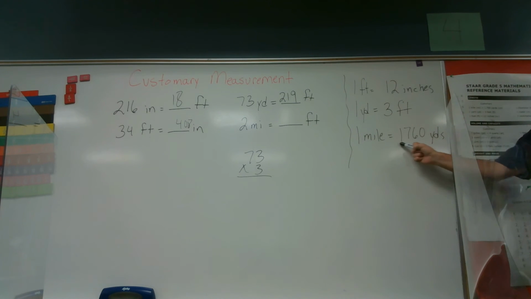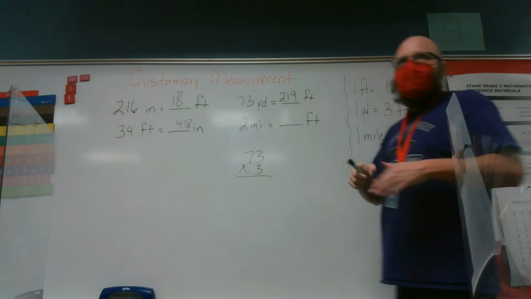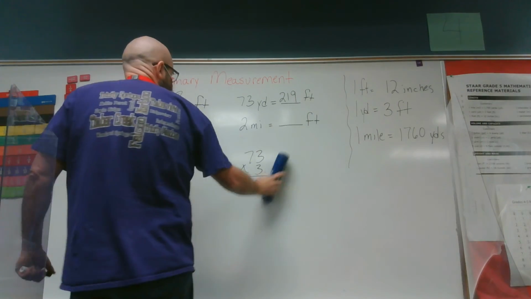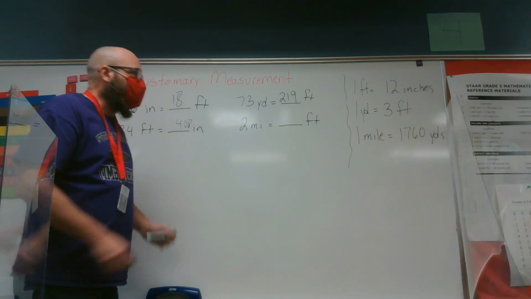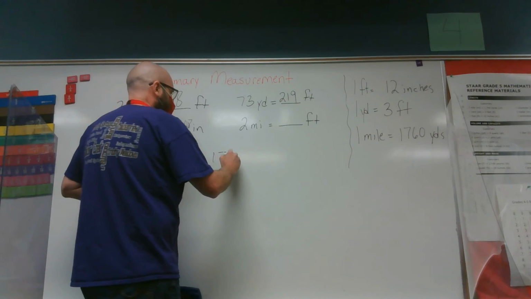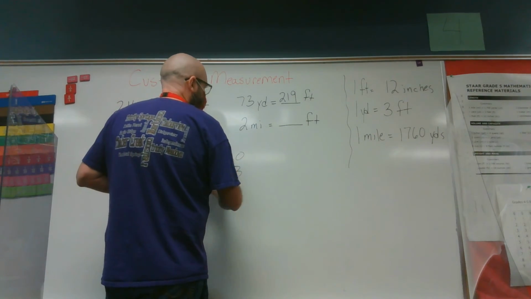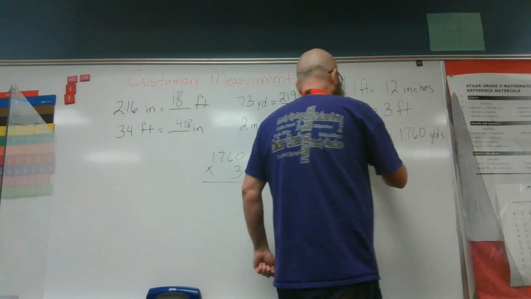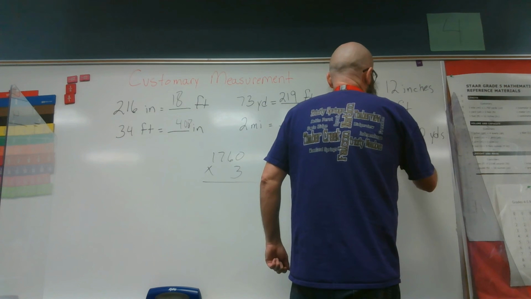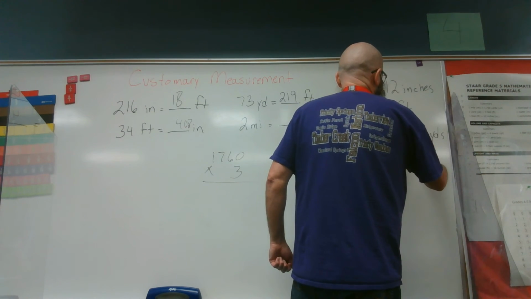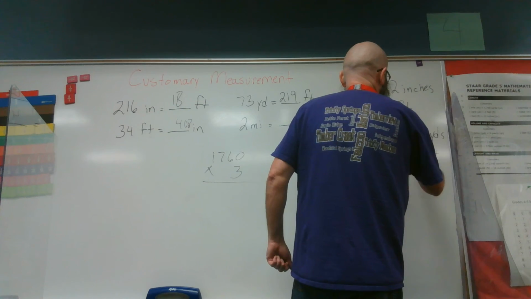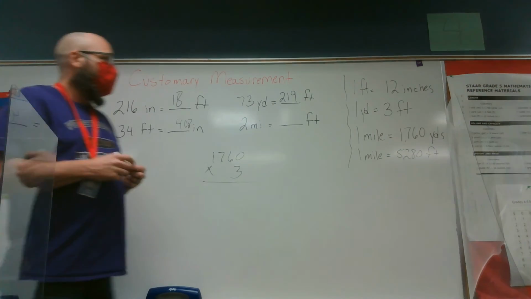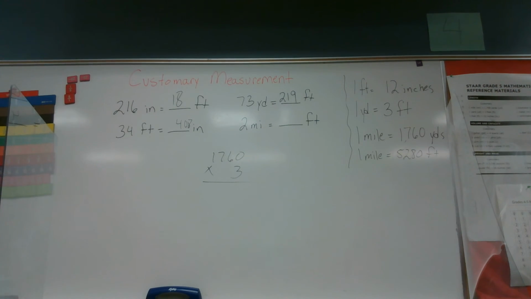Good. The number of yards in 1 mile is 1,760. But each yard is 3 feet. So if I multiply 1,760 times 3, that's going to tell me that 1 mile equals 5,280 feet. 1 mile equals 5,280 feet, yes.